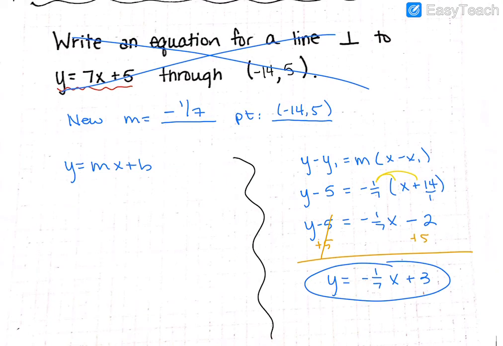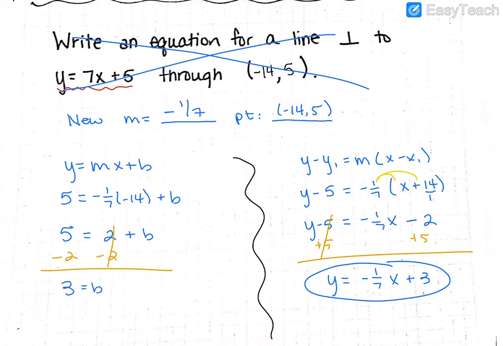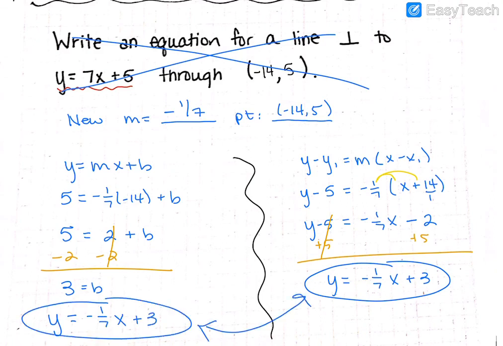Okay. Now, if we did it this other way, we would fill in the y that we know is 5 equals our slope is -1/7, our x that we know is negative 14, and we don't know the b value. So now we're going to find the b value. 5 equals a negative times a negative is a positive. 14 times 1 is 14, divided by 7 is 2, so 2 plus b. Then subtract 2 on both sides. You're going to get 3 equals b. And now that we know our b, we already had our m, y equals negative 1/7 x plus 3. Notice we're going to get the same answer regardless of how we did it.